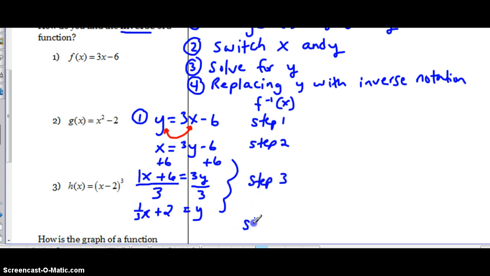Our last step, step 4, is going to be replacing y with the inverse notation. So in this case, we do have f of -1 of x, so that's what we're going to replace y with. The other side stays the same, and that's just showing that you found the inverse and you understand what it means. That's why we have to write that notation.